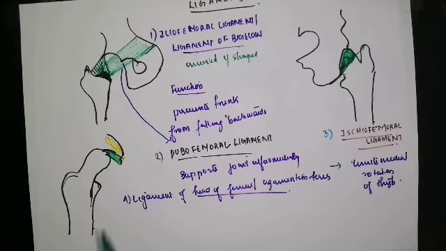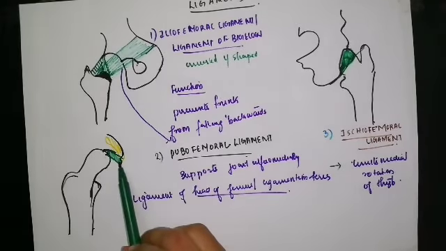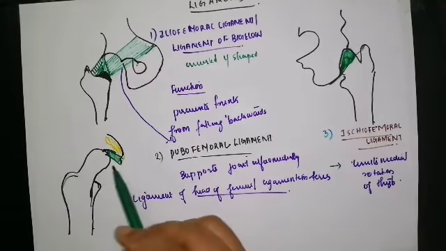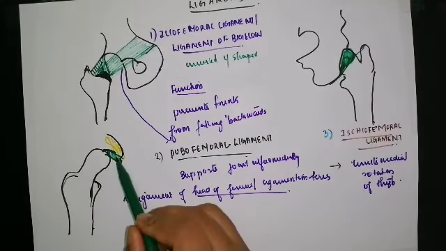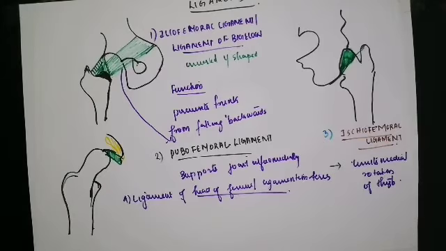It is very thin and the function is that it transmits the arteries to the head of the femur from the acetabulum. That is, the acetabular branch of the obturator artery and the medial circumflex femoral artery passes from the acetabulum towards the head of the femur through this ligament. So this is the ligament of head of femur or ligamentum teres. And the next ligament we have discussed about it earlier.